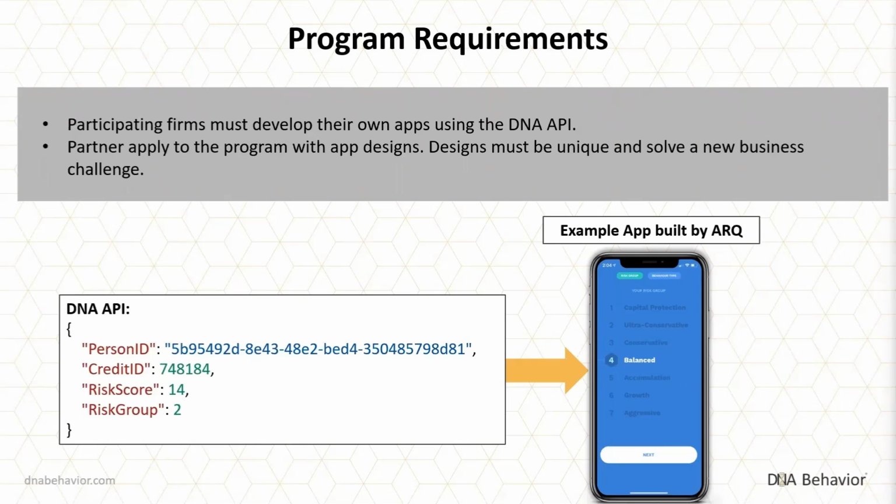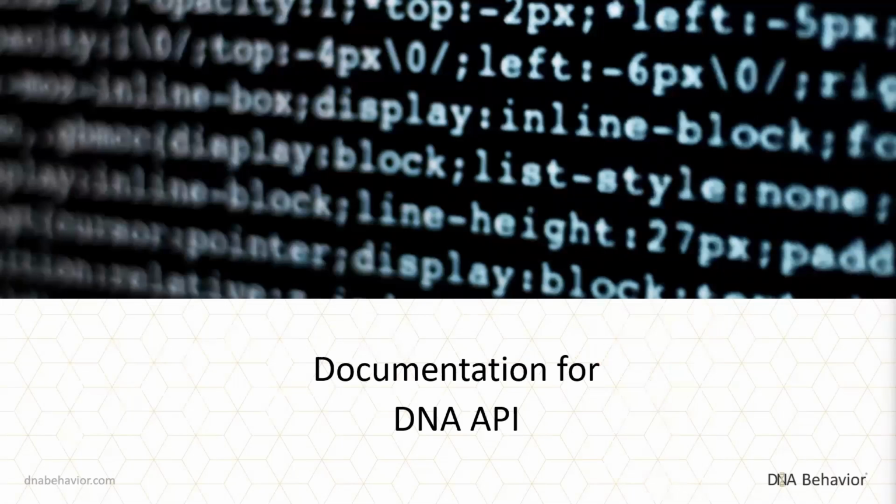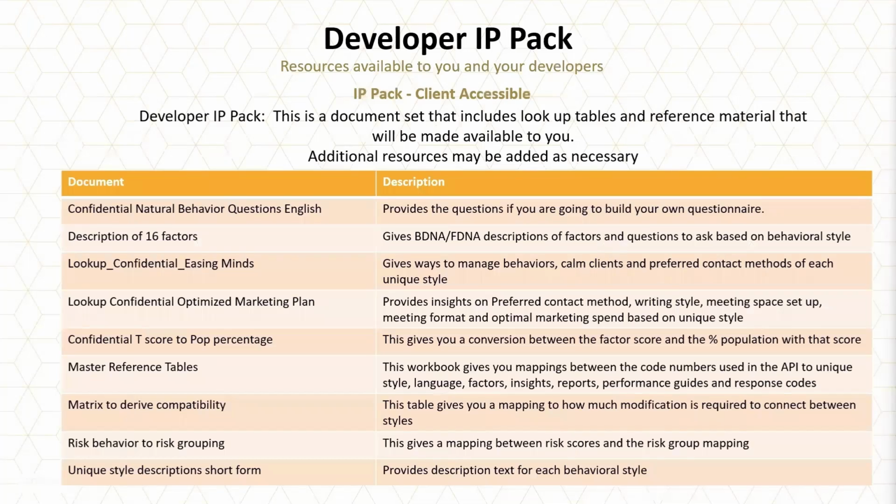Next, we're going to talk about where to find documentation for the API. Documentation for the DNA API. So when you're accepted into the DNA API program, you will get access to our IP pack of client accessible information. This is a document set that's going to allow you to have lookup tables and reference material. So in that set, you will have the natural behavior questions. So you'll use those questions to build the user interface to allow clients to take the discovery.